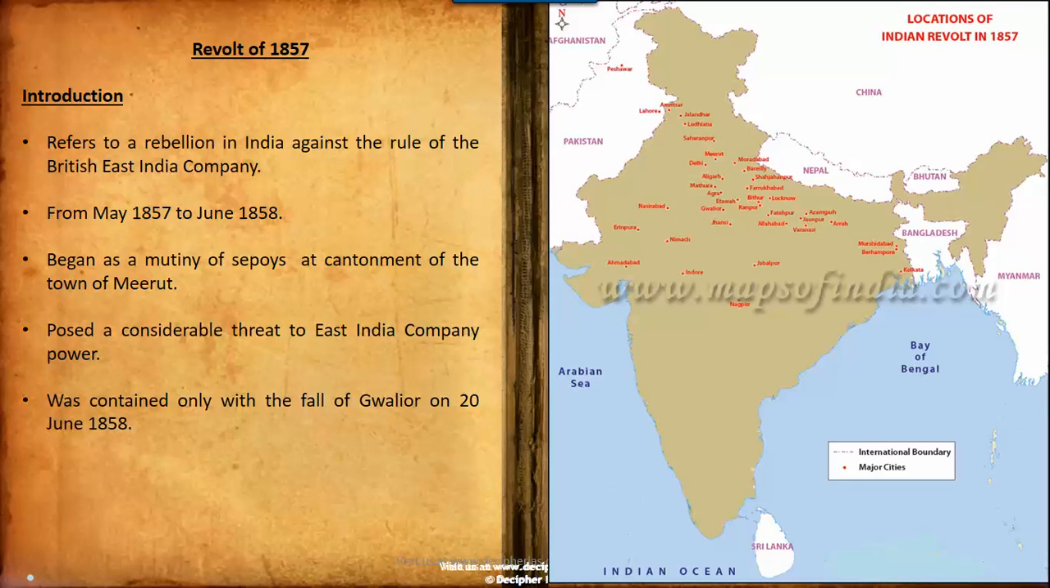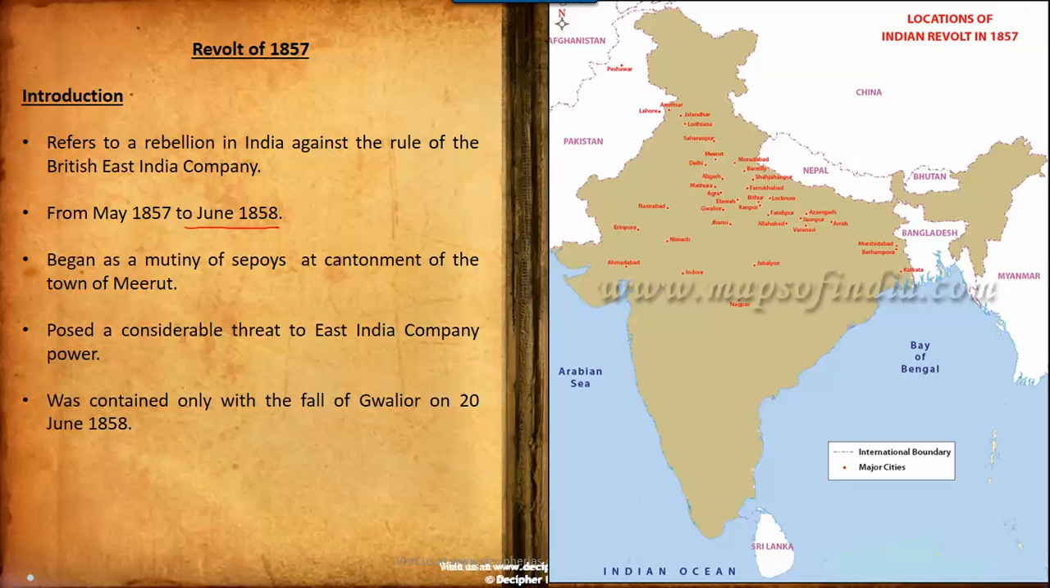If we want to put it in a simple way, we can say the Indian Rebellion of 1857 referred to the rebellion in India against the rule of the British East India Company that lasted from May 1857 to 1858, as you can see.